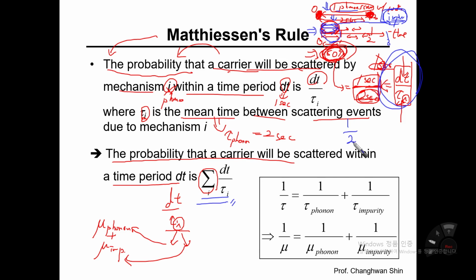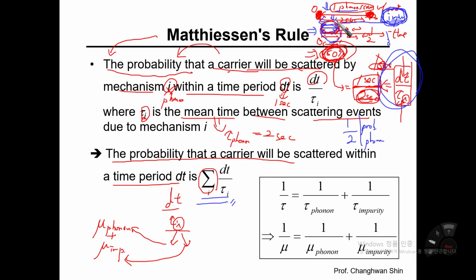So 1/2, 50% probability value, which is for what? Which is for phonon scattering. Okay, so this guy is phonon, but that indicates a probability value. Probability value of finding a phonon scattering event in a time slot between 0 to 1 second.